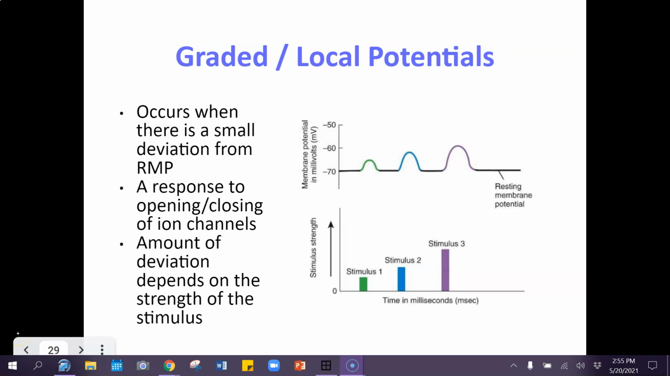In the picture that we have here, if you look at the bottom bar graph, you can see that stimulus 1, shown in green, has the least amount of strength, stimulus 2 has the middle amount, and stimulus 3 has the greatest amount. And if you look at the graph above, the black line is showing us the resting membrane potential. And you can see how the membrane potential changes. As the strength of the stimulus increases, the amount of change in the membrane potential also increases.